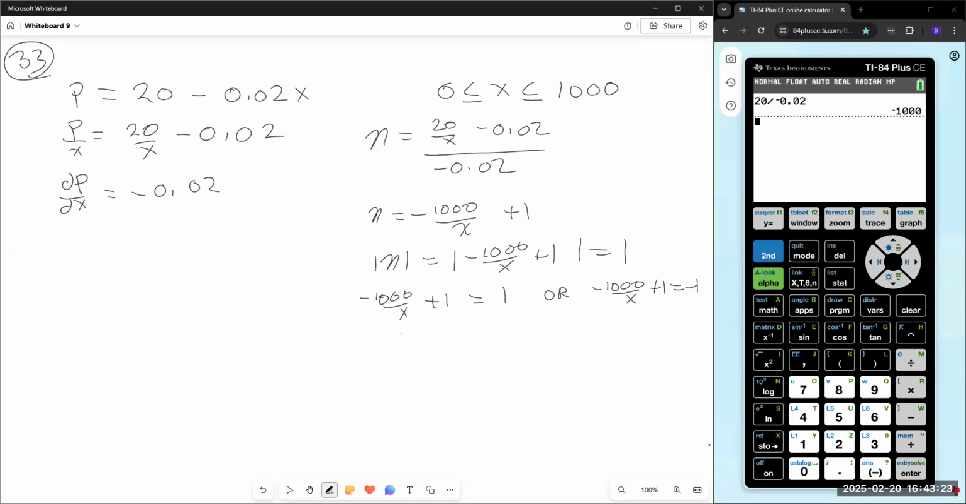Well, if I had this situation, 1,000 over x would have to equal 0, which can never happen. I can't divide 1,000 by any number and get 0. I can get close to 0, but I can never get there. So I have to have this situation over here. Negative 1,000 over x is equal to a negative 2, meaning 1,000 over x is equal to 2, which means 2x is equal to 1,000 and x is equal to 500. So 500 is where it becomes unit elastic there.